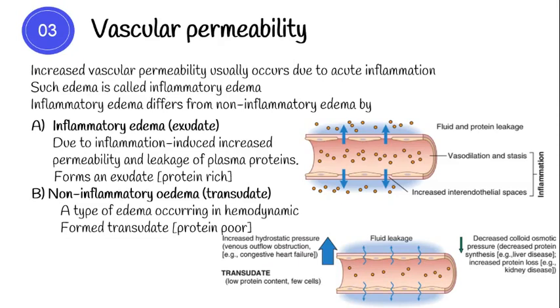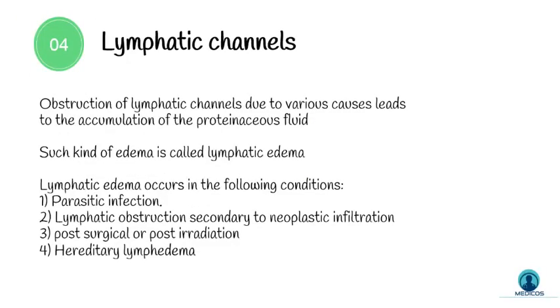So it will be a protein poor transudate. The other factor is lymphatic channels. Normally, the lymphatic system returns a small amount of proteinous fluid into the circulation. Therefore, obstruction of lymphatic channels due to various causes leads to accumulation of this fluid. Such kind of edema is called lymphatic edema or lymphedema. Lymphedema occurs in various settings.